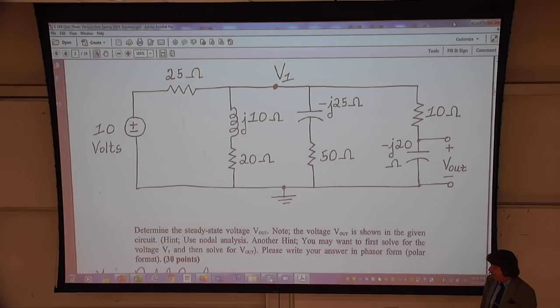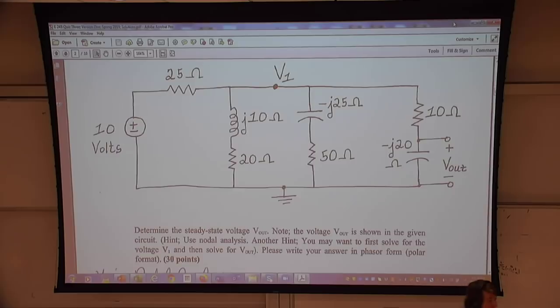Zach, is it fine if we have a constant input of 10 volts? It's not 10. It's 10 volts at a 0 degrees angle. I have done the conversion for the omegas there. So the input is sinusoidal, it just has no phase angle. So it's 10 at an angle of 0. All right, we're good? Now, let's do it.